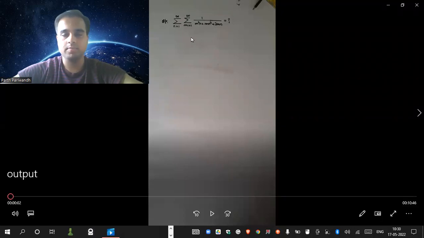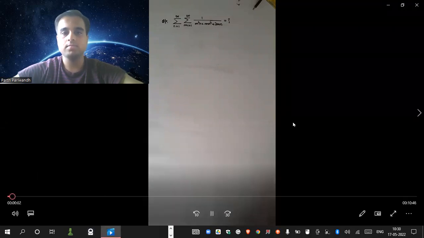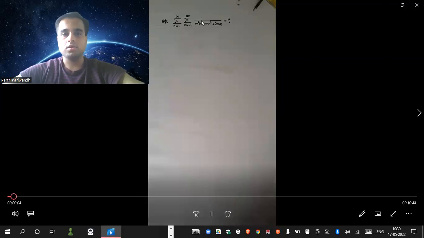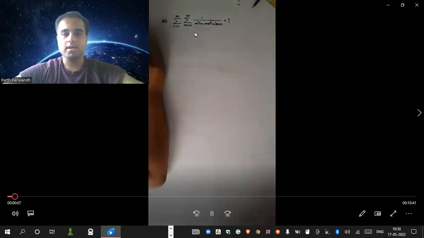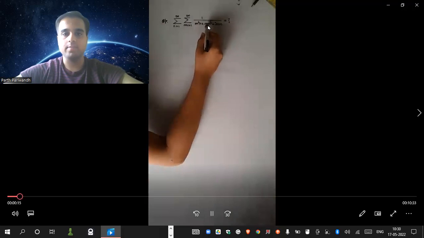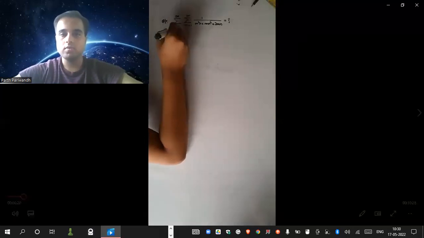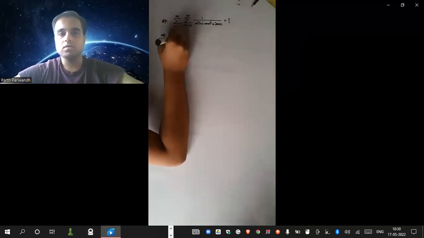Let us discuss this problem which is being shown here. This is a problem of double summation. As you can see, we have m from 1 to infinity and n, another independent variable, from 1 to infinity, and we have m square n plus mn square plus 2mn, and its numerical value we need to find out. Let us start the procedure.